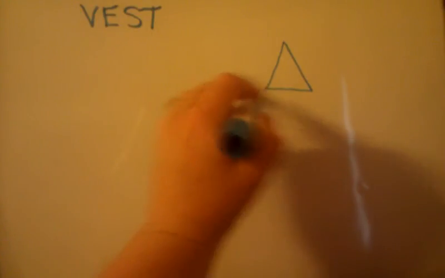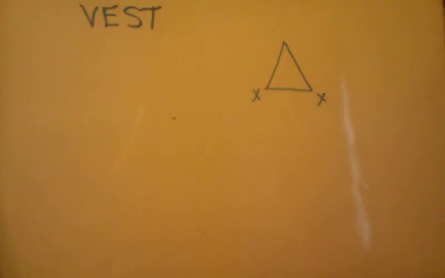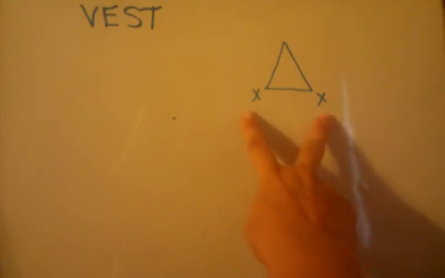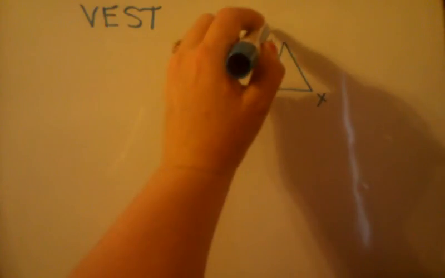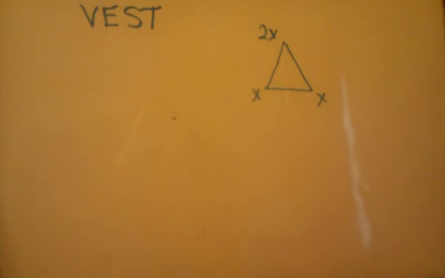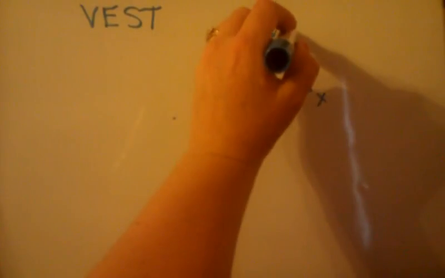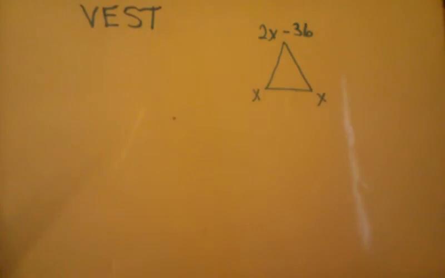Okay. So the two angles that are equal, I'm going to label X. The other angle is 36 less than the sum of the other two. First of all, what is sum? Sum means I add these together. X plus X is 2X. And it says it's 36 degrees less. Less means I subtract 36. Okay? Did you get that far? Find the measure of each angle of the triangle.